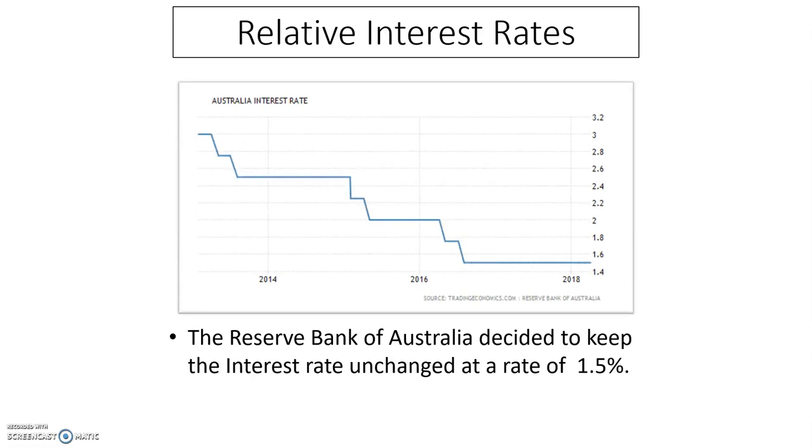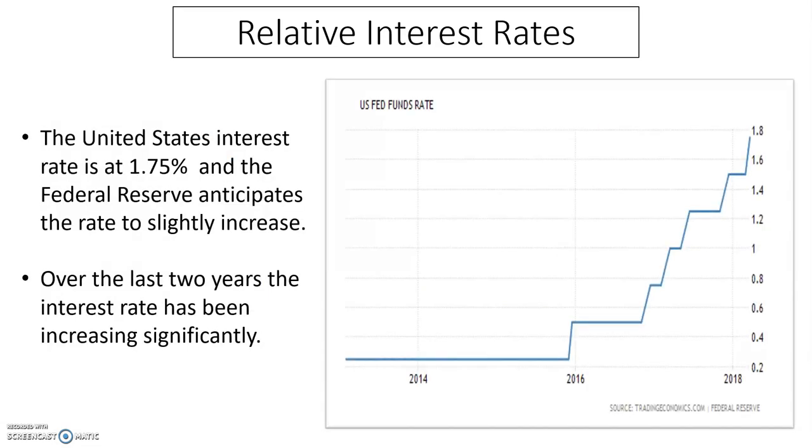Now let's talk about the third factor, which is interest rate. In 2016, Glenn Stevens, the governor of the Reserve Bank of Australia, decided to fix the interest rate at 1.5%. From that time, the Reserve Bank of Australia decided to keep the interest rate at 1.5%. On the other hand, the United States interest rate is at 1.75%, and the Federal Reserve anticipates that the rate will slightly increase.